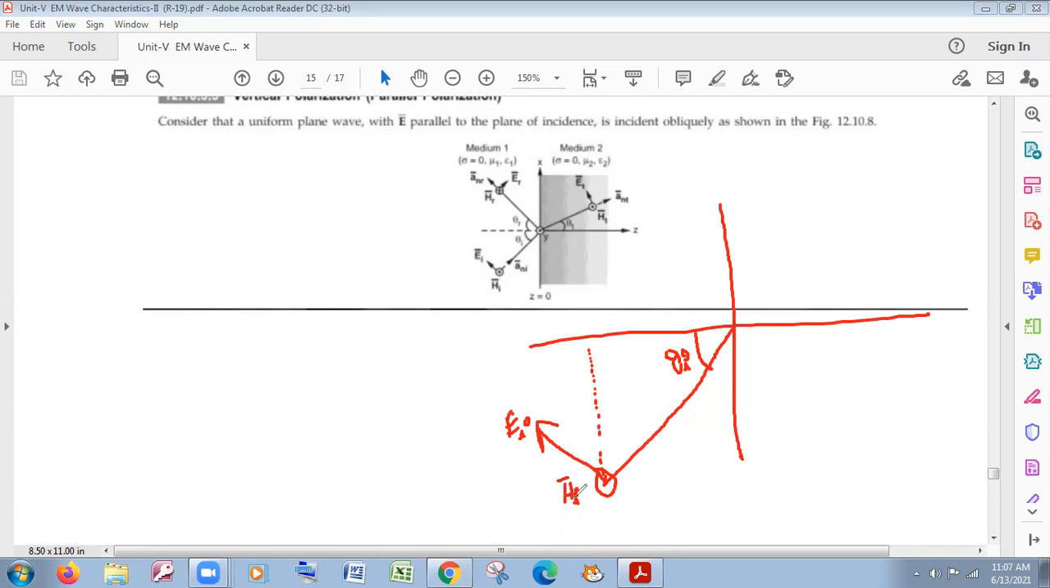And HI is perpendicular to the plane of incidence, because these two are perpendicular to each other. So what is the opposite side here? The sine theta I, and the adjacent side is cos theta I, towards the x direction and the z direction. It starts here and moves towards the positive x and positive z directions. Using this right angle triangle, first of all, you can write the HI bar.